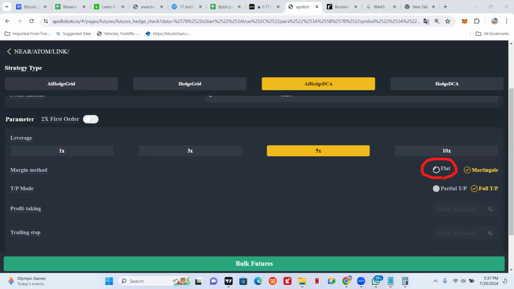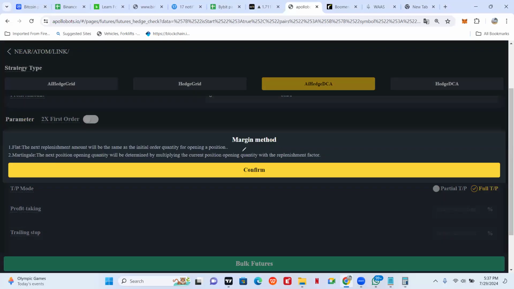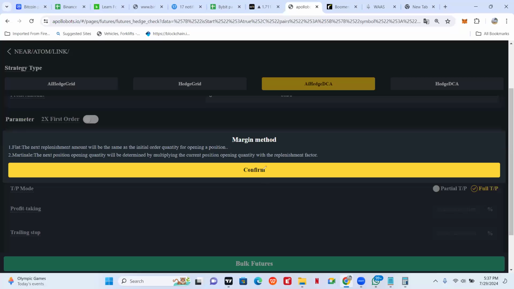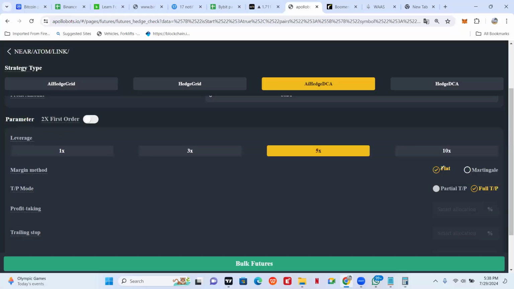So difference between martingale and flat. I hope we all know that by now. Okay. Let me summarize. The martingale doubles your trade. Okay. For every order, it gives it a double. Okay. While the flat remains on same position from the first to the last order. Okay, if you want to know more about that, you can double click or hold on that and it will show up. Okay, hold on margin method, and you will see the meaning here. You saw what I just did, just tap on margin method and the explanation will come up. All right, so I choose flat.